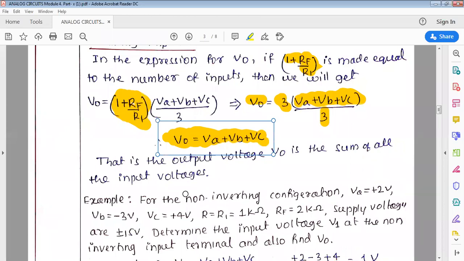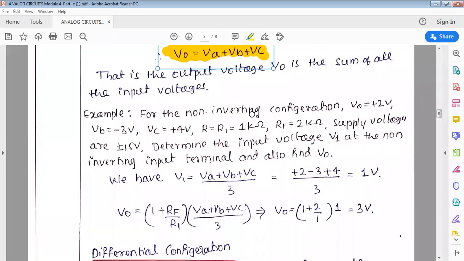Let us see one example. For the non-inverting configuration, the voltage VA is plus 2 volt, VB is minus 3 volt, VC is plus 4 volts, R and R1 both are the same, given as 1 kilo ohm, RF equal to 2 kilo ohm. The supply voltages for the operational amplifier are given as plus or minus 15 volt. And we need to calculate the input voltage V1 at the non-inverting input terminal. And also finally, we need to calculate output V0.